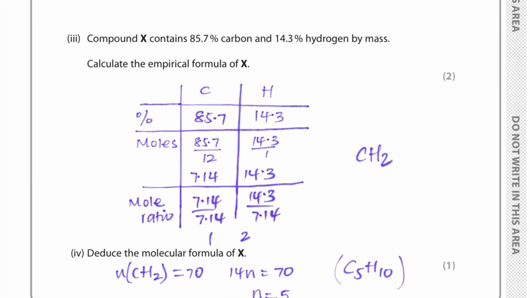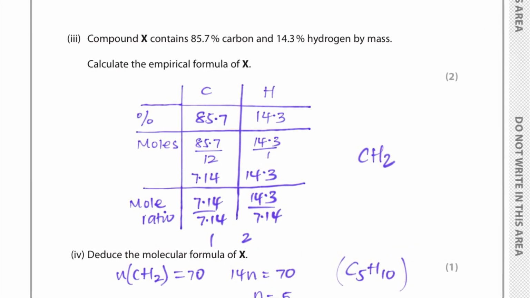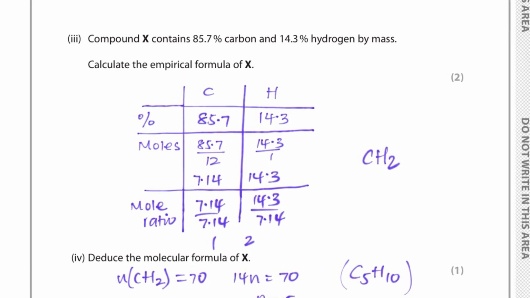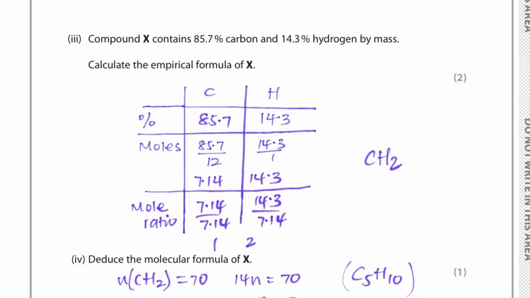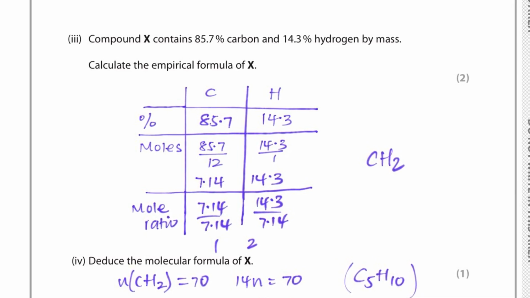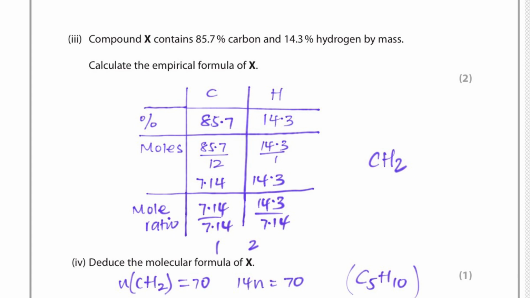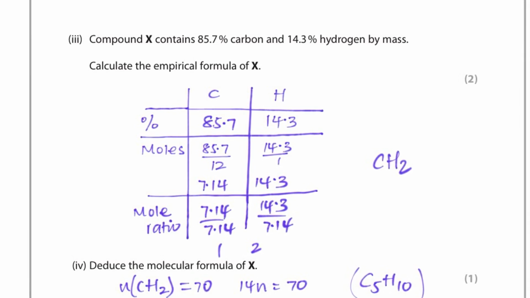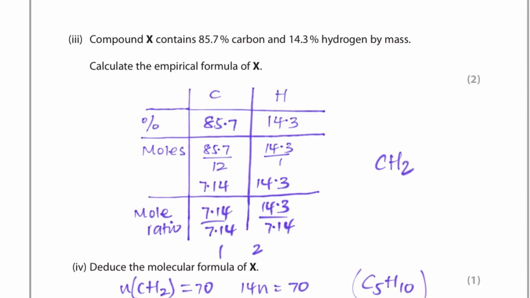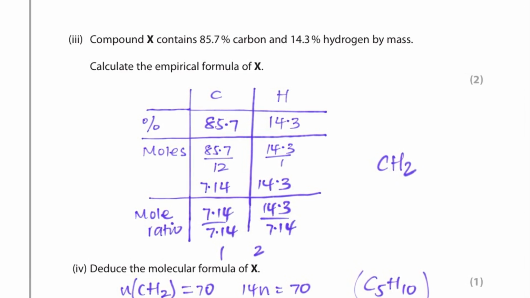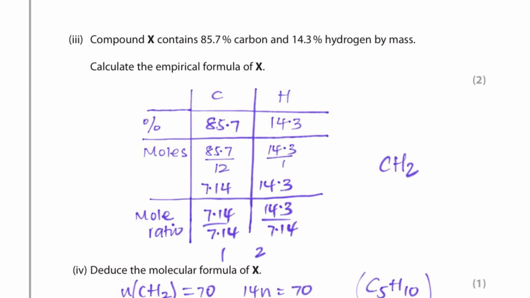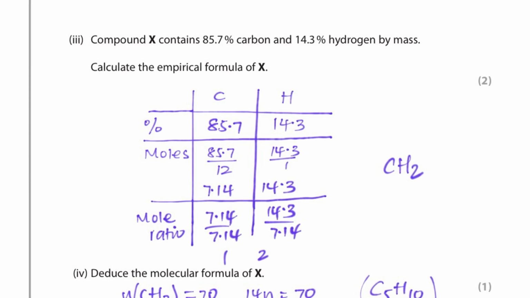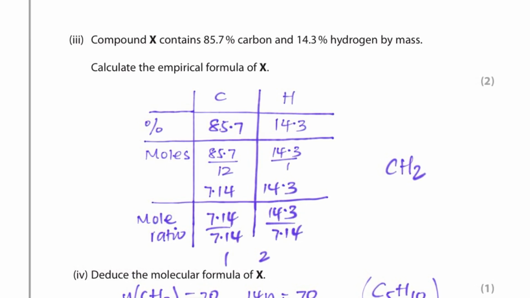Next, compound X contains 85.7% carbon and 14.3% hydrogen by mass. Calculate the empirical formula. So you set up a table, assume 100 grams, so you get 85.7 grams carbon and 14.3 grams hydrogen. Divide by atomic masses. For carbon, 85.7 divided by 12 equals 7.14. For hydrogen, 14.3 divided by 1 equals 14.3. Then divide both by the smallest value, 7.14. So the empirical formula is CH2.